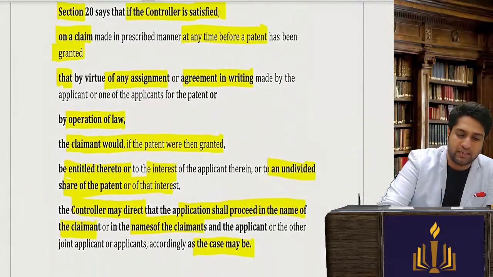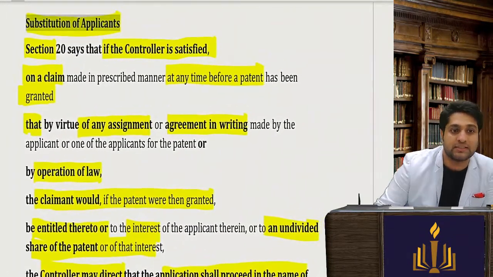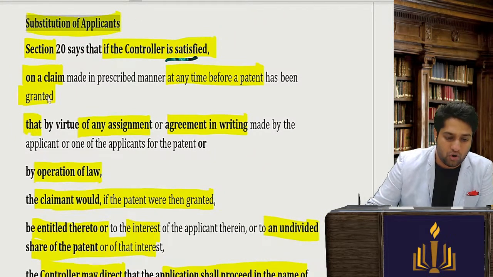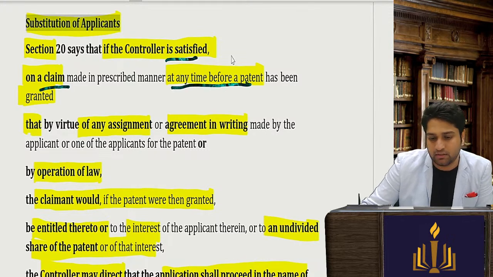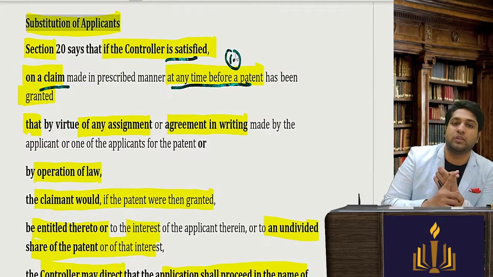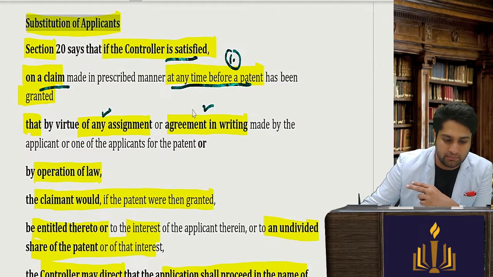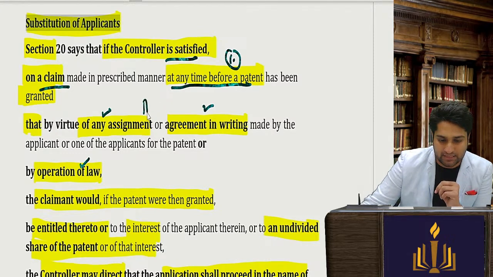Okay, so now if you read it, you will find it very simple if you keep the situations in mind. Section 20 says that if the controller is satisfied on a claim made at any time before the grant of patent by virtue of an assignment or an agreement or by operation of law. So three cases they have given: assignment, agreement in writing, or operation of law.